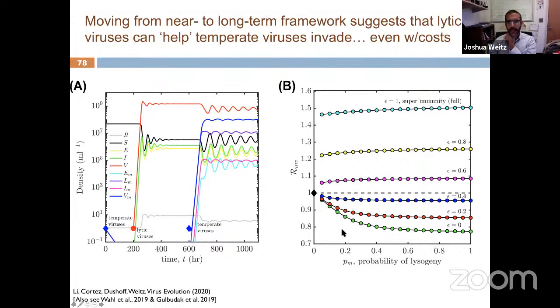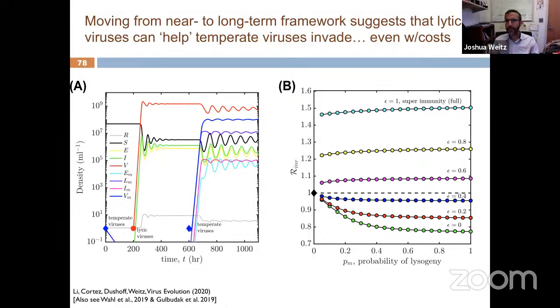And what we find is that depending on the probability of lysogeny, these different colors denote the degree of immunity, no benefits, and complete protection from infection. We see that as long as there's some benefit of infection, we have a temperate phage that can invade when it's invading not a fully naive population, but one in which lytic viruses are already there, which implies that in some sense, lytic viruses can help temperate viruses invade, even if they impose a fitness cost in a growth sense, but not insofar as they provide some contextual benefit.